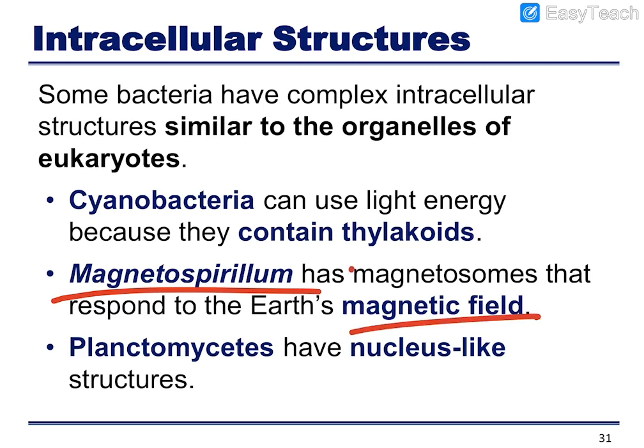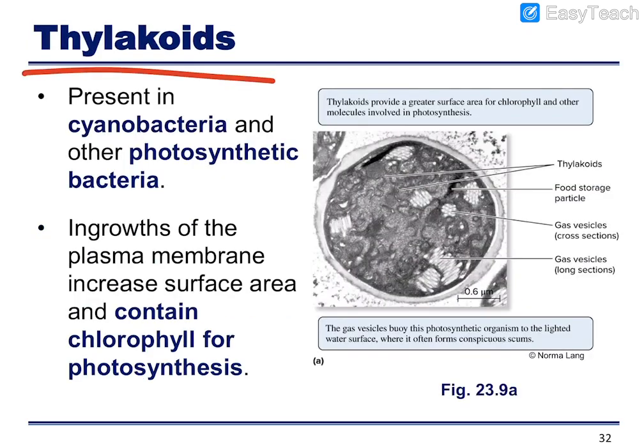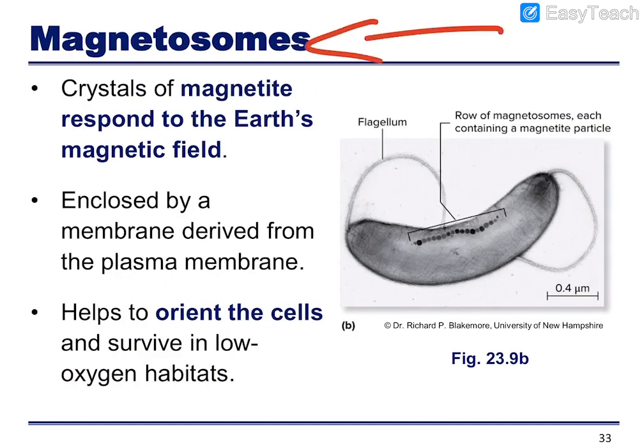Magnetospirillum has magnetosomes that respond to Earth's magnetic field. We will also be talking about magnetosomes. And then planctomycetes have nucleus-like structures. So thylakoids provide greater surface area for chlorophyll and other molecules involved in photosynthesis. They are present in cyanobacteria and other photosynthetic bacteria. Ingrowths of the plasma membrane increase surface area and contain chlorophyll for photosynthesis.